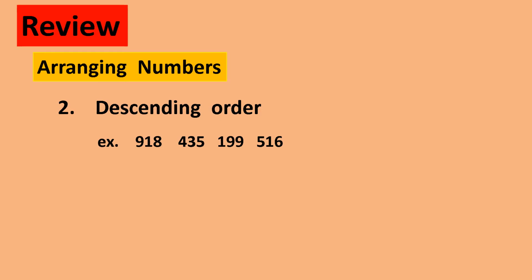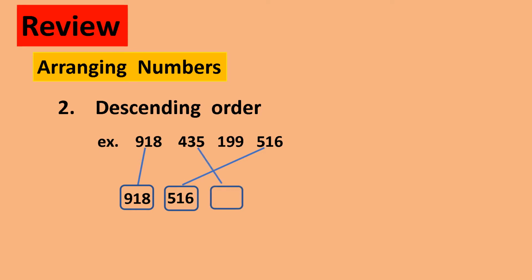So which one is the greatest number here? It's 918, right? And then followed by 516, and then 435, and then 199. Okay, remember, arranging numbers in descending order starts from the greatest number going down to the smallest number. Okay?